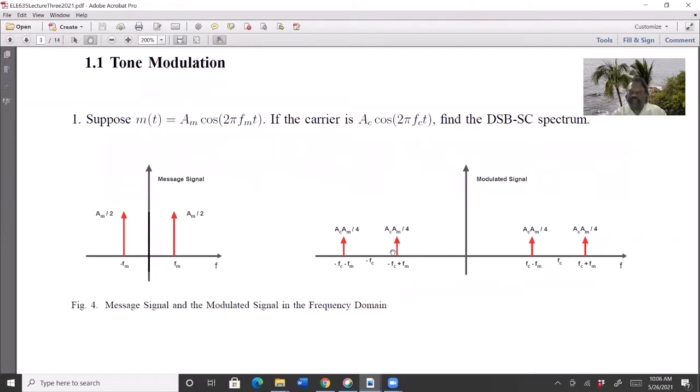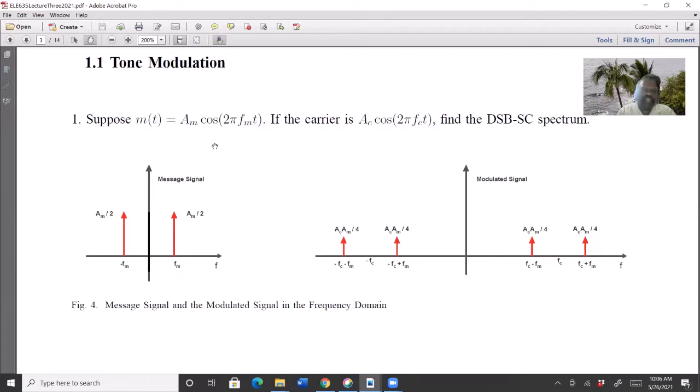Then we study a special case where we consider a single tone as the message signal. So I explained this to you last time. What we have is a cosine waveform of frequency FM, and we multiply it by the carrier waveform of AC cos 2 pi FC t, and we investigate what happens, and it's very easy.